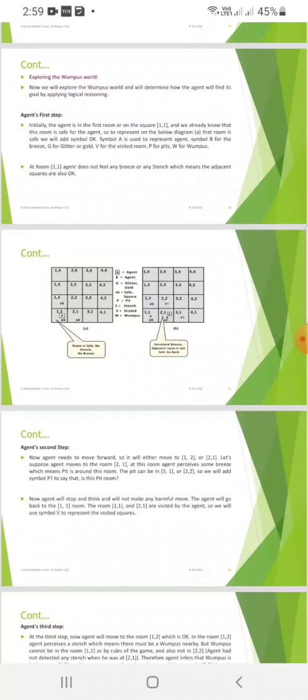Now the first step is, at the room, the agent does not feel any breeze or any stench, which means the adjacent squares are also okay. So through sensors, the agent can sense. So in 1,2 and 2,1, there is nothing, there is no wumpus and there is no pit. So the next rooms, the above and the right one, are okay.